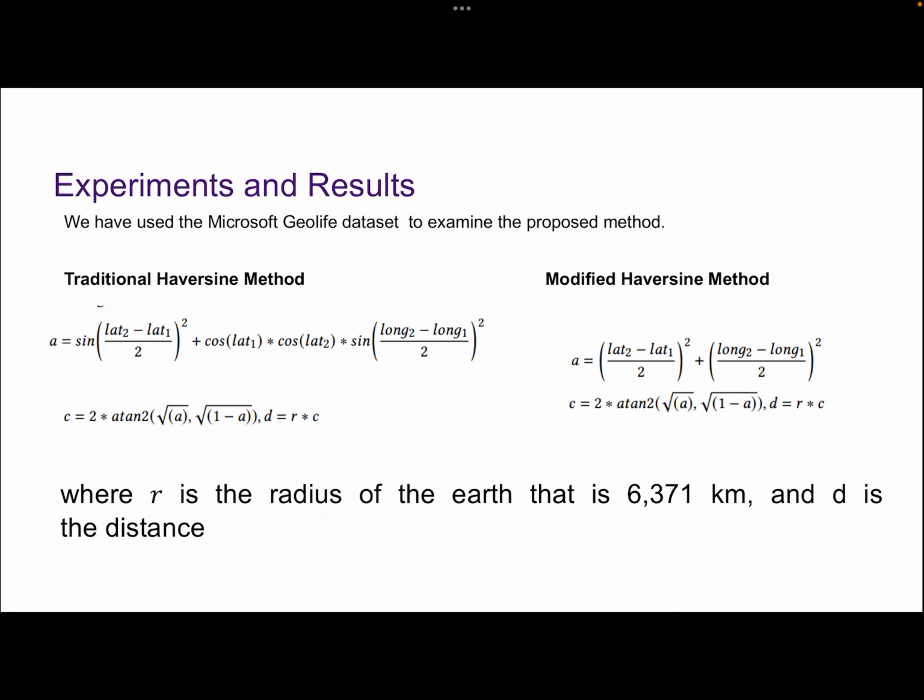Now, if we compare both the methods, the traditional Haversine method and the modified Haversine method that is used in the proposed method, we can see that there are approximations to the trigonometric values. Based on the small angle approximation theorem, sine theta can be approximated to theta, and similarly, the product of the cos theta values can be approximated to 1. R is the standard radius of the Earth, and D is the distance here. We have experimented with the Microsoft GeoLife dataset that is considered to be a pretty standard dataset.